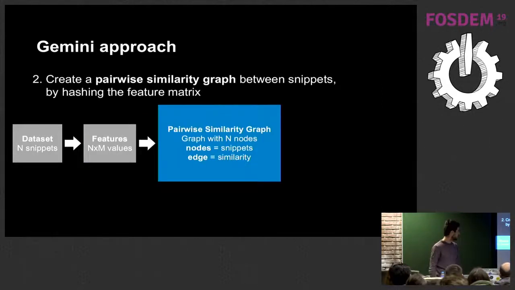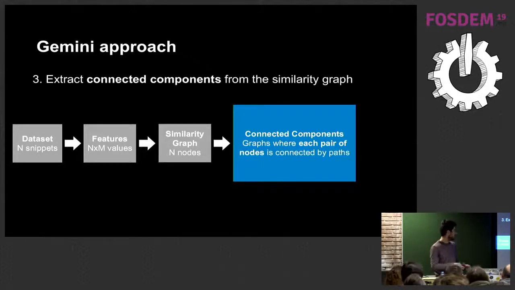The next step is creating a pairwise similarity graph between our snippets. So basically in this graph, each node is going to represent a file, and 2 nodes will be connected if they are similar enough. Again, I'll get more into depth into what this means. So the third step is, out of this huge graph, the most interesting parts are groups of the graph which consist of files which are all connected one to each other, either directly or indirectly through hops.